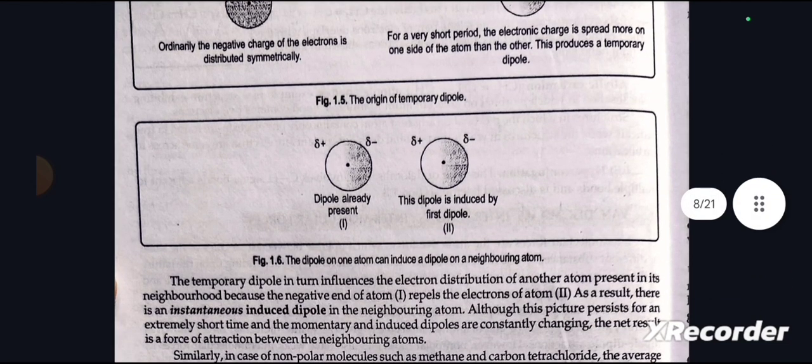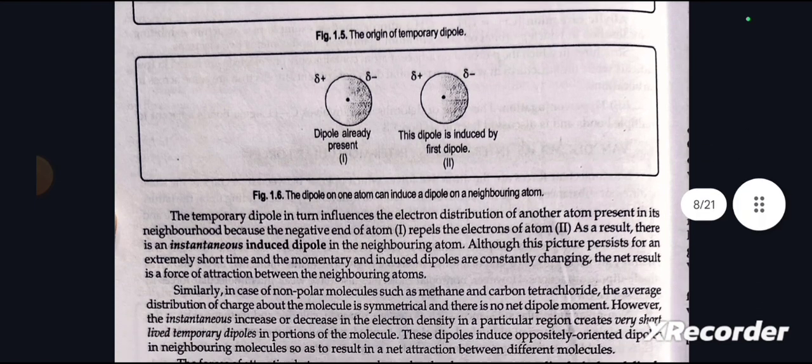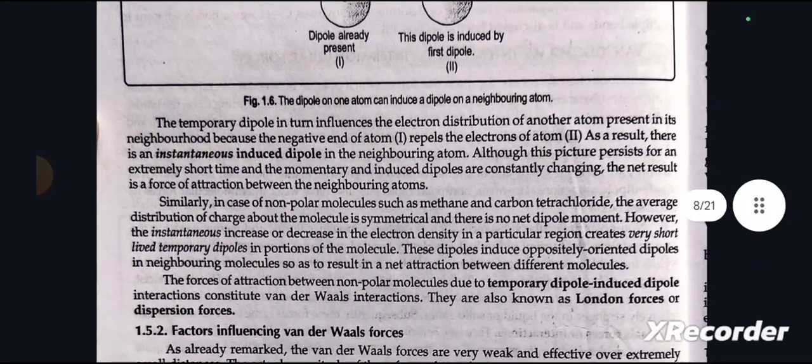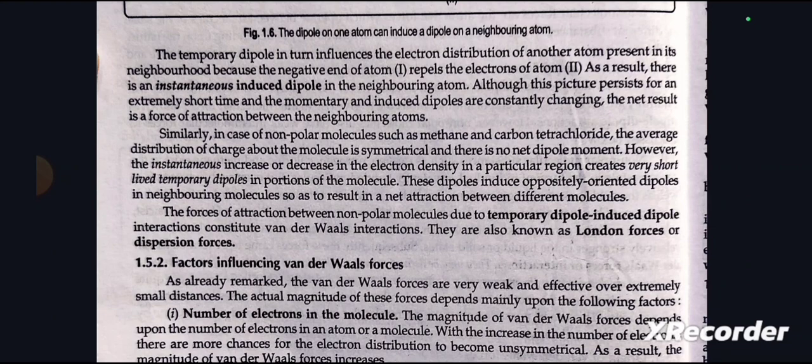The origin of temporary dipole: dipole already present in atom 1, and this dipole induces a dipole in atom 2. The dipole on one atom can induce a dipole on a neighboring atom. The temporary dipole in turn influences the electron distribution of another atom present in its neighborhood, because the negative end of atom 1 repels the electrons of atom 2. As a result, there is an instantaneous induced dipole in the neighboring atom. Although this picture persists for an extremely short time and the momentary and induced dipoles are constantly changing, the net result is a force of attraction between the neighboring atoms.